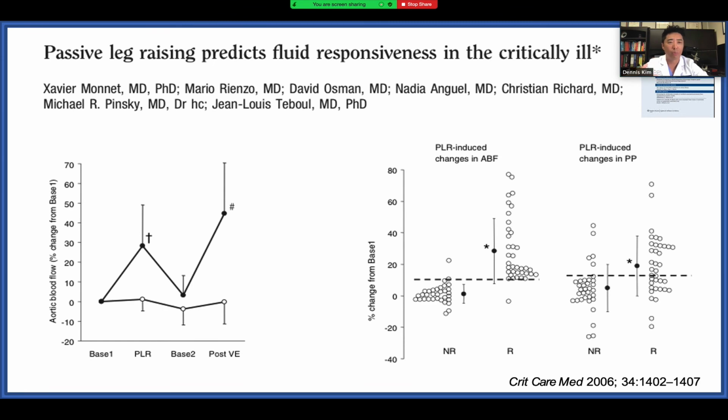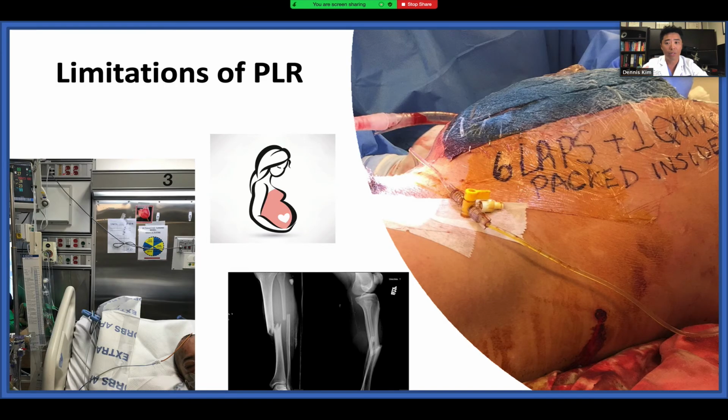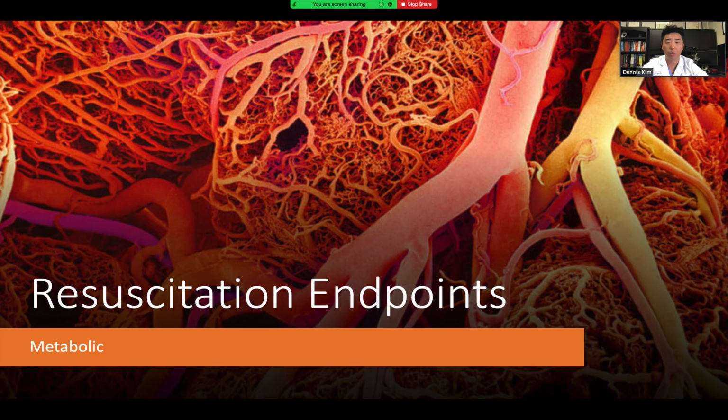Again, in surgical patients, especially in a busy trauma ICU, we have numerous limitations, like an open abdomen. Patients may have severe pelvic or bilateral lower extremity fractures, which might prevent us from being able to perform such maneuvers. And we really don't know too much about the effect of things like intra-abdominal hypertension, as might be seen in a cirrhotic or a patient with an open abdomen, on the passive leg raising to predict fluid responsiveness.